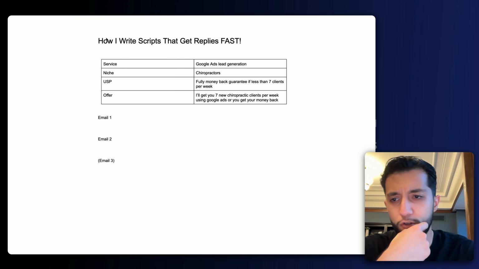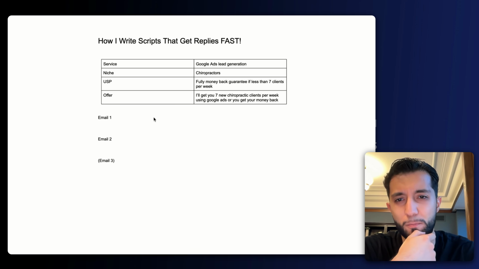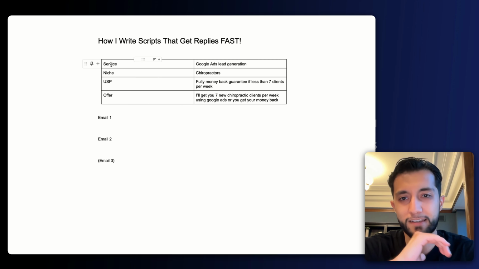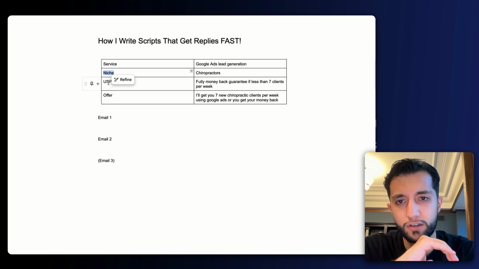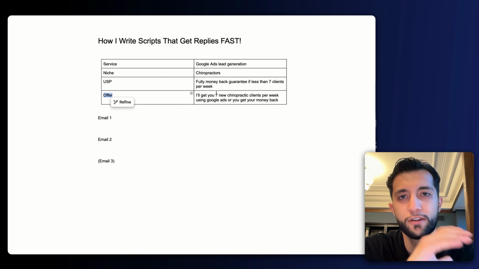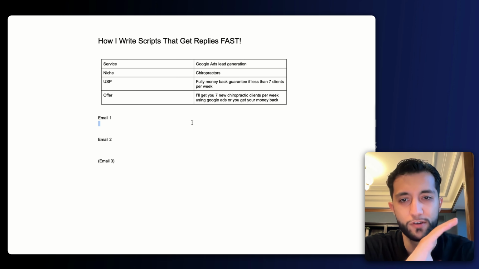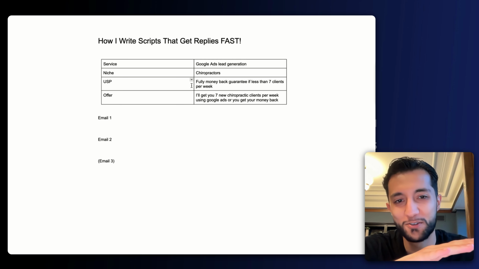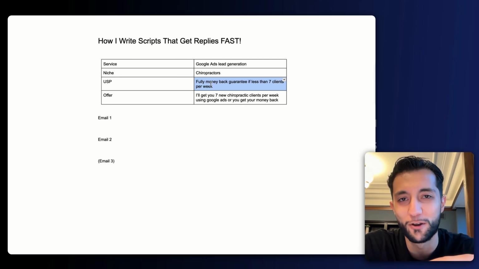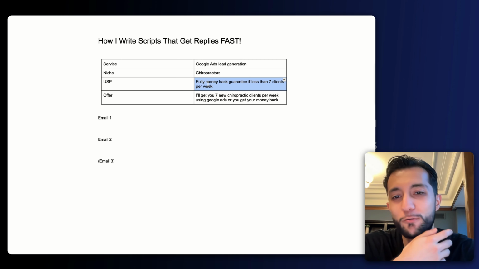So usually what I do is I open up some blank sheet. Could be on my phone, like an Apple Note, or a Google Doc as I'm doing right now. I list out the service, the niche, the USP, and the offer. And I find these things out on a prospect call. So I ask the prospect, hey, what's your service? What niche are you serving? What's your USP? And usually with USPs, you'll get something like, well, we really care about our customers. That's not a USP. Everyone can say that.